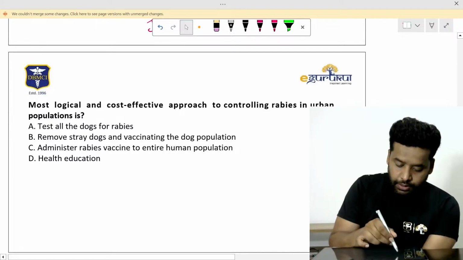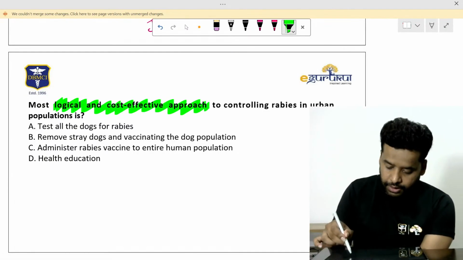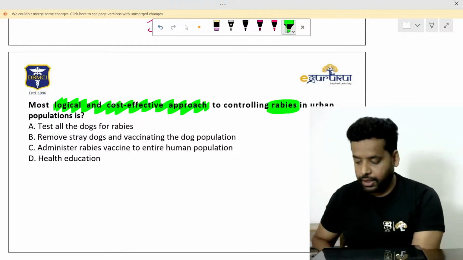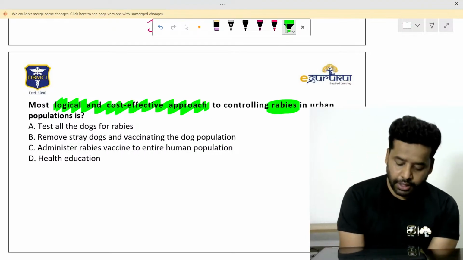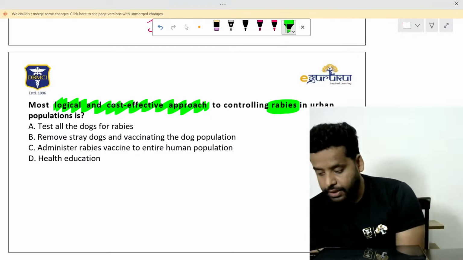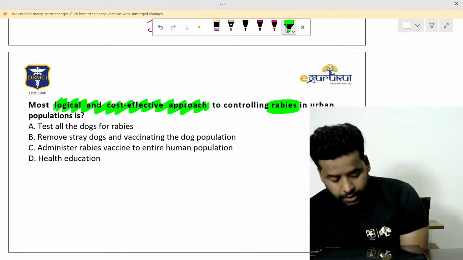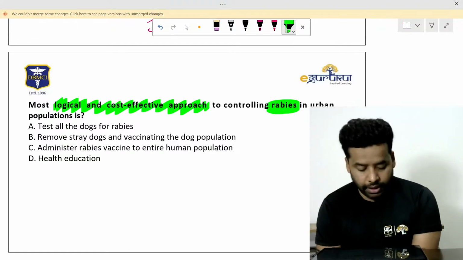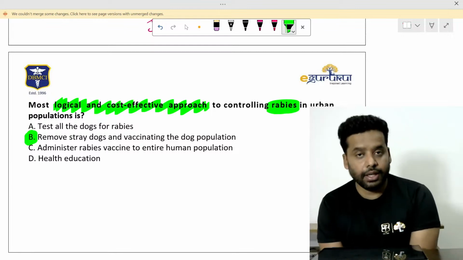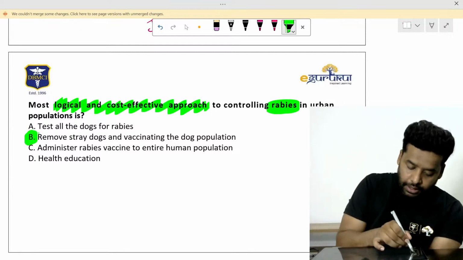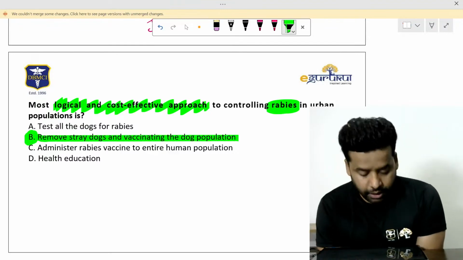Which of the following is the most logical and cost-effective approach for rabies control in urban areas? Again, the question is directly from Park. So what is your answer? Mass vaccination and eliminate stray dogs. Highlight this word.